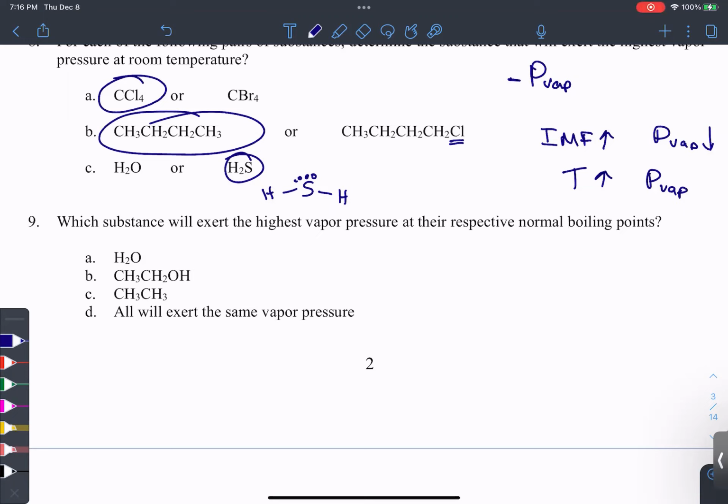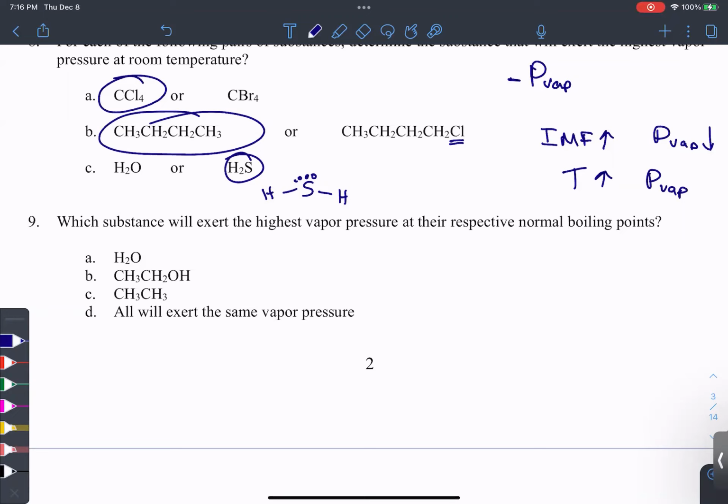What does normal boiling point mean? The normal boiling point is when a liquid becomes a gas. But what's the point of "normal"? It means at 1 atm. I like to say on Earth. On Earth, water boils at 100 degrees Celsius.